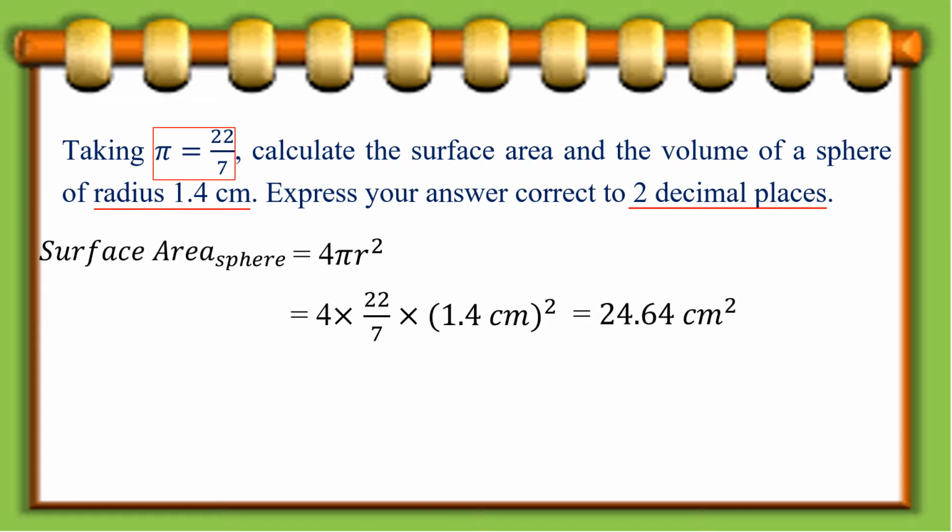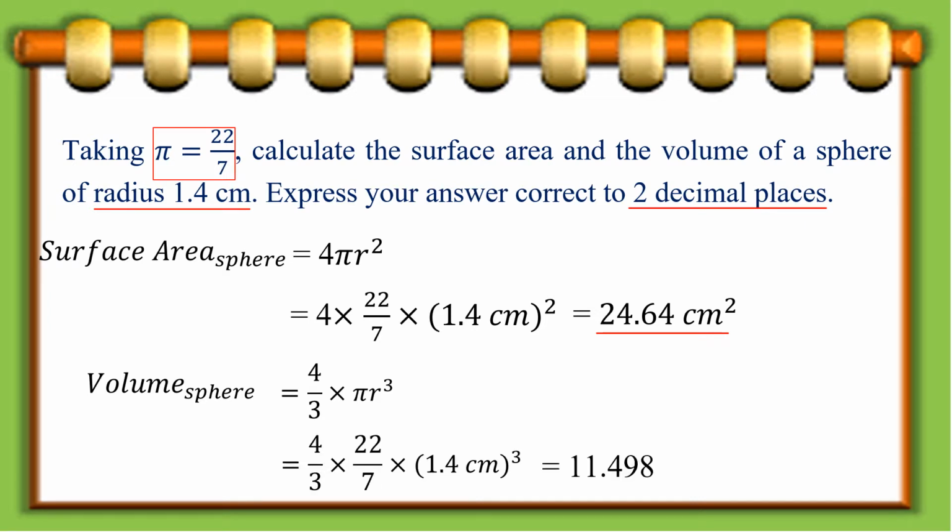Since we are going to correct it to 2 decimal places, we shall have 24.64 square centimeters. Do note that if you are going to solve for the surface area, it is always expressed to the second power. Now let us have the volume of the sphere. Using the formula 4/3 times pi r cubed, we are going to have 4/3 times 22/7 times 1.4 centimeters to the power of 3. And we all know that to the power of 3 is 1.4 times 1.4 times 1.4, or multiplying 1.4 thrice by itself.